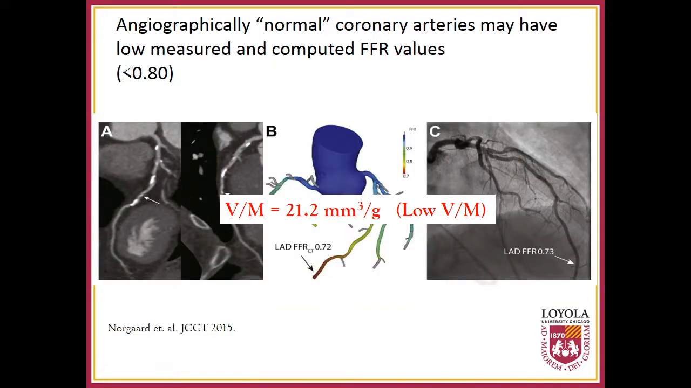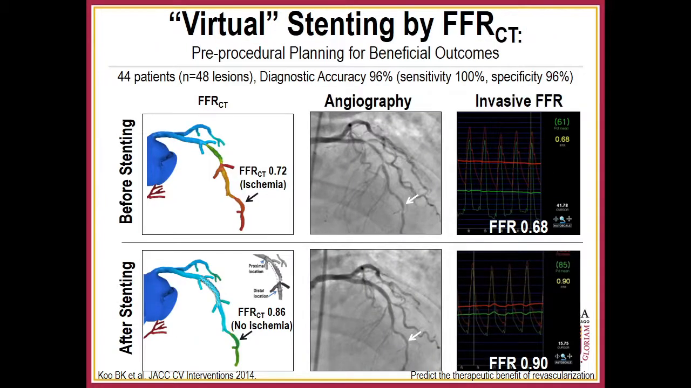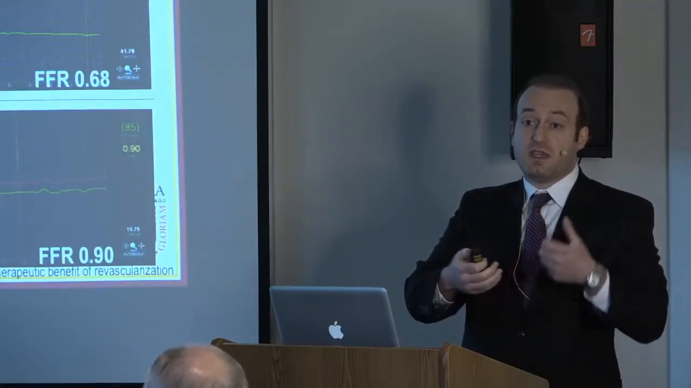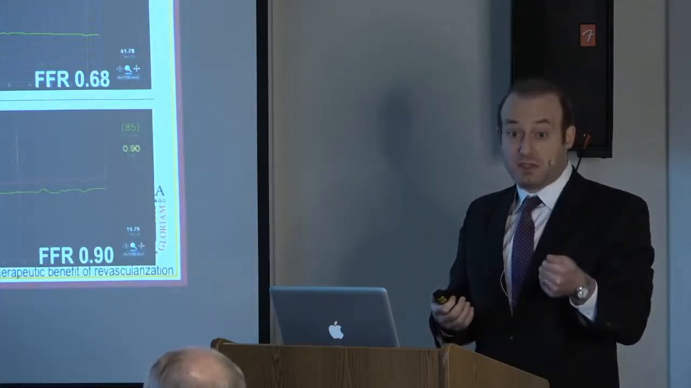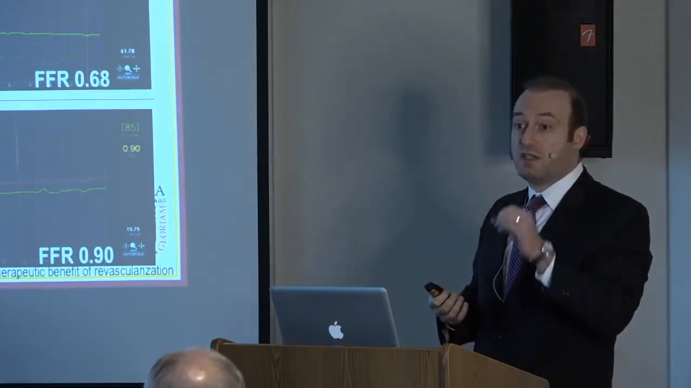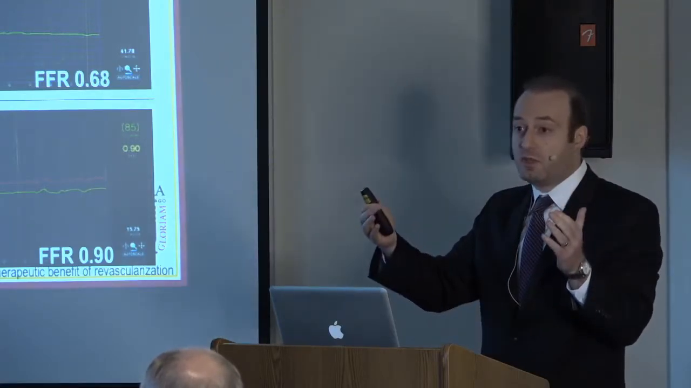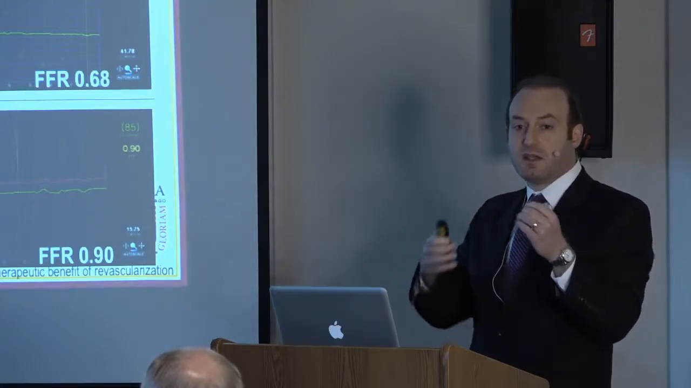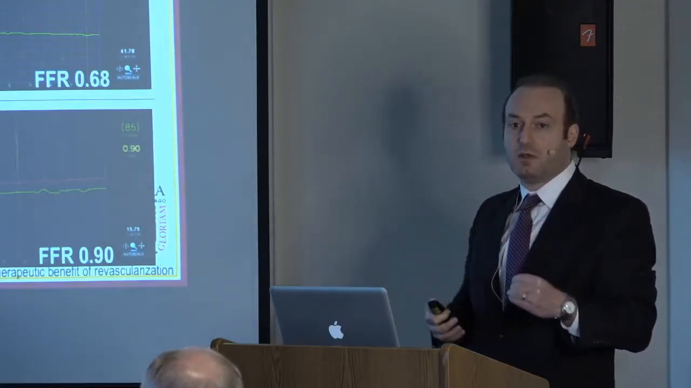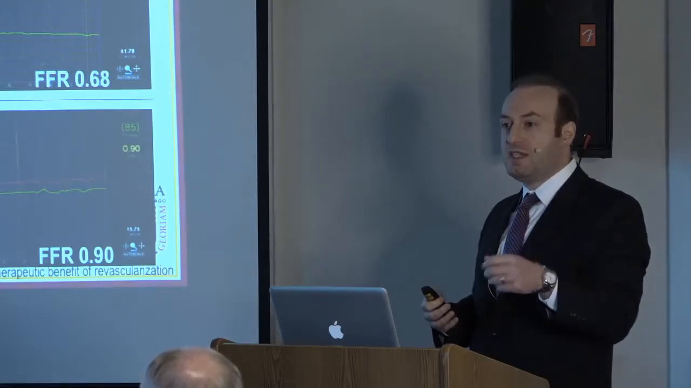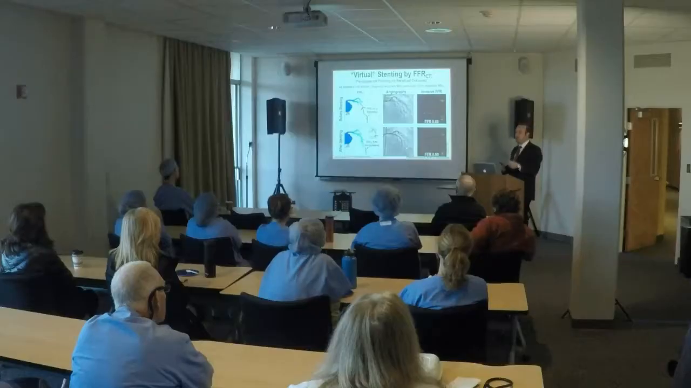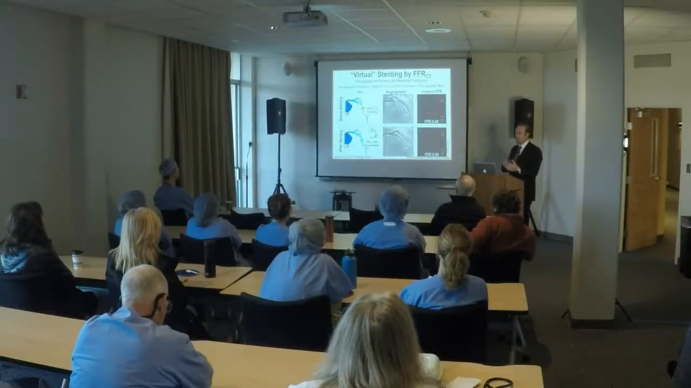Now, this is some data published in JACC Interventions looking at what we call virtual stenting, where one of the other future applications is to perform pre-procedural planning, where we identify the lesion, we perform the FFRCT, and we are able to say, okay, this needs further attention, needs revascularization. Let's put in a 2.5 by 30 millimeter stent and assess for the downstream outcome of that patient. So not only will we be able to use CT as a gatekeeper, if you will, to the cath lab, but also to guide appropriate revascularization strategies.